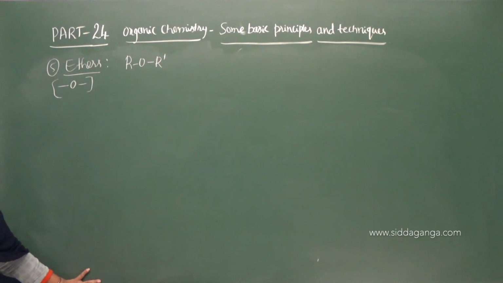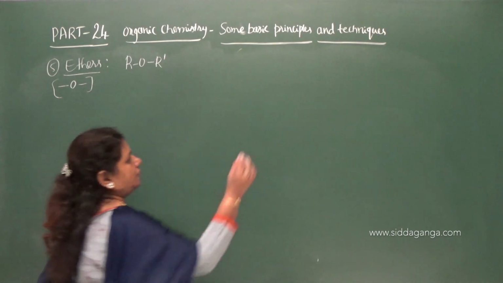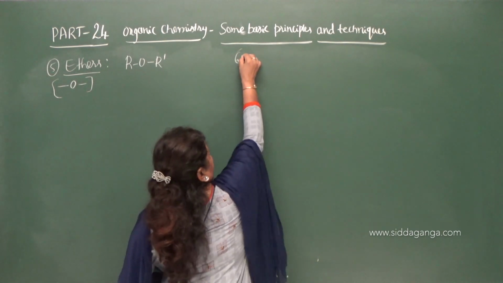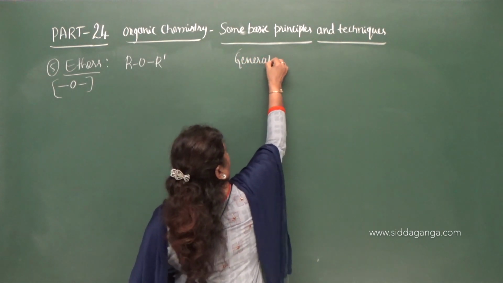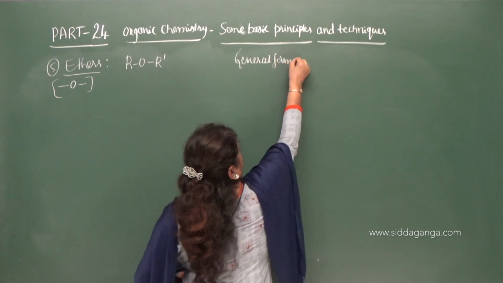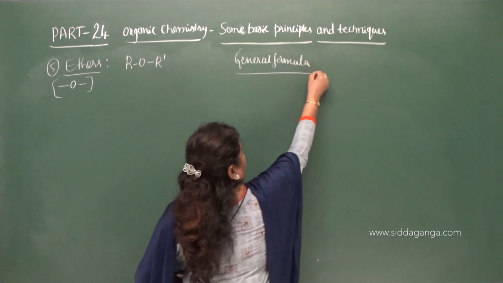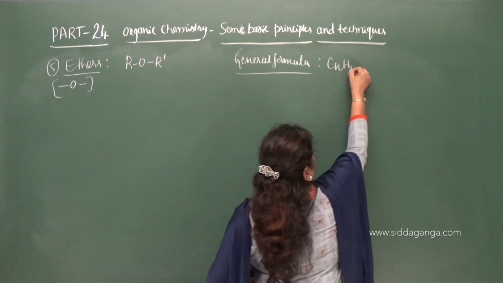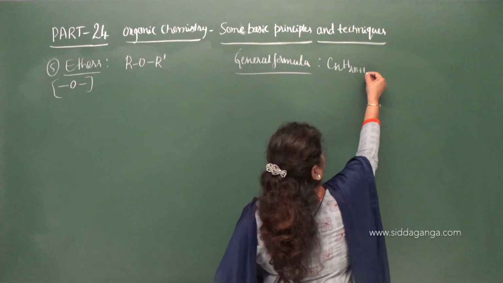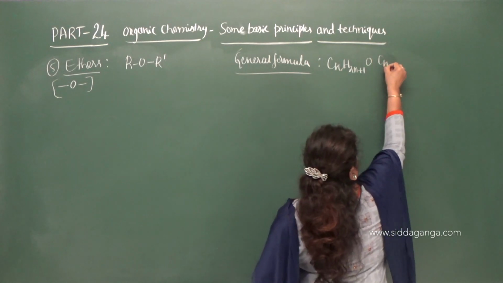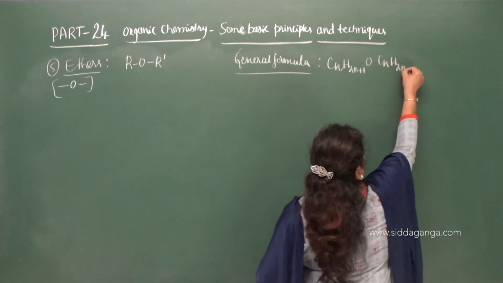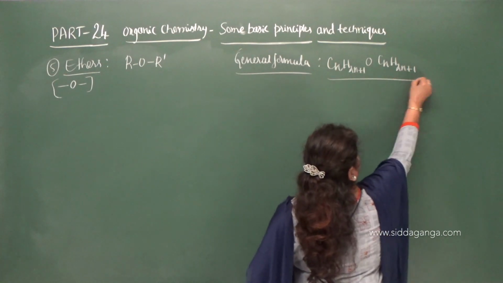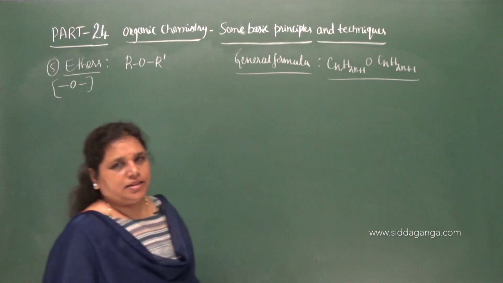And what is the general formula? For the general formula, you have to write two alkyl groups. What is the general formula for alkyl groups? CnH2n+1. So the general formula of ethers is CnH2n+1 O CnH2n+1.